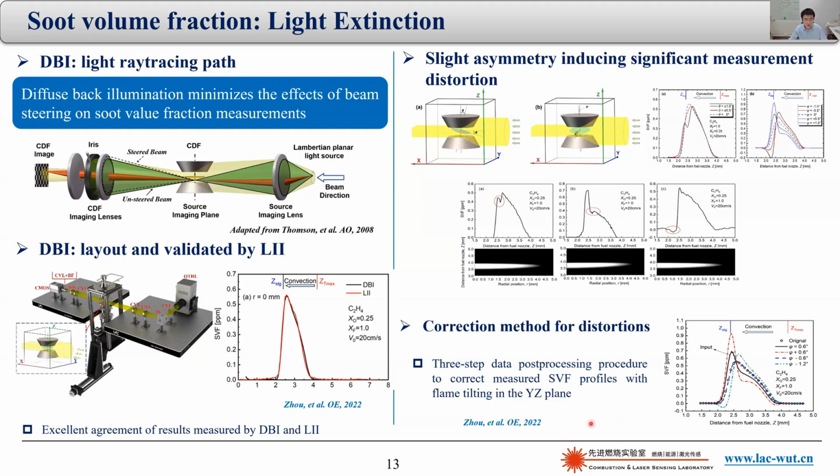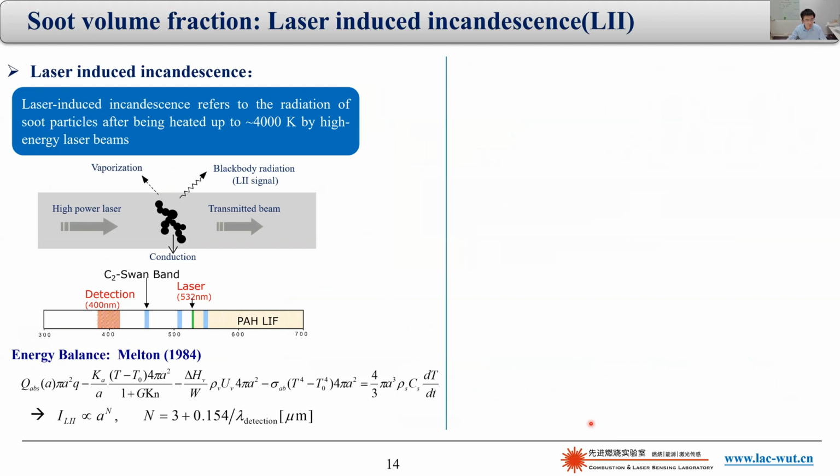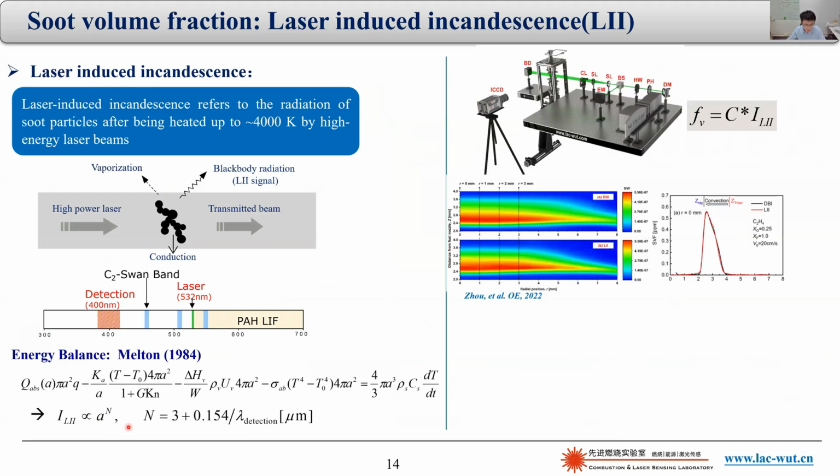Okay. A third method for soot volume fraction is laser-induced incandescence, which refers to the radiation of soot particles after being heated up by a high energy laser beam. And if you do energy balance, you will notice that the LII signal is actually proportional to soot volume fraction. And that's why it is a promising method for soot volume fraction measurements.